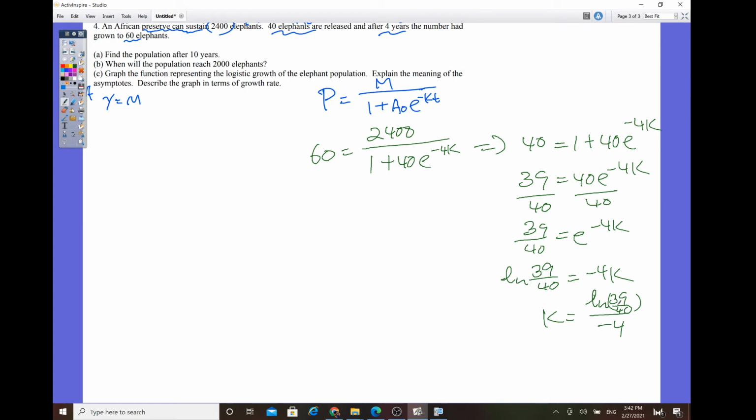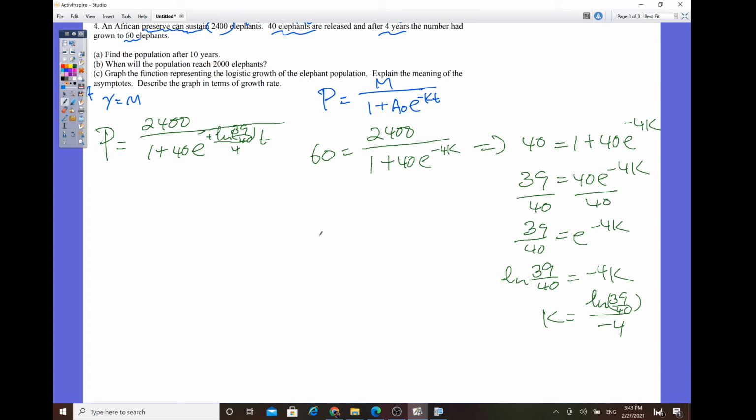Now let's rewrite the model in terms of the value of k. So P equals M, the maximum capacity, 2,400, over 1 plus A0, 40, e to the power of negative, so that turns out to be positive, natural log of 39 over 40 over 4 times t. This one is just the denominator extended.